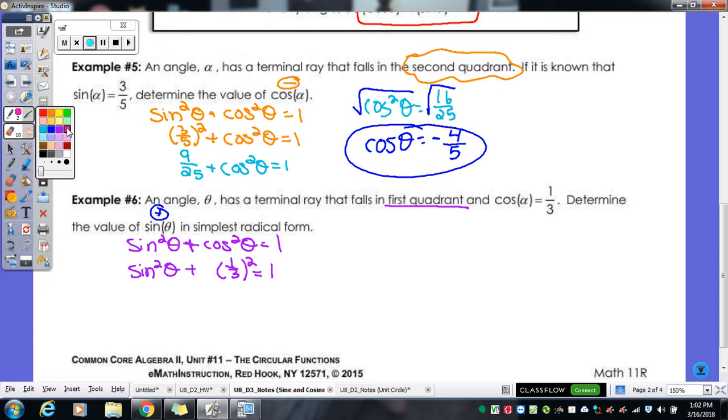So we're going to plug in 1/3 for our cosine and square that. What's 1/3 squared? So yep, we subtract that over, we get 8/9.